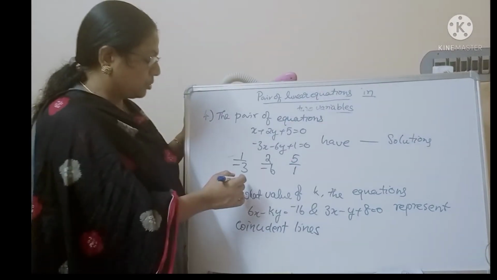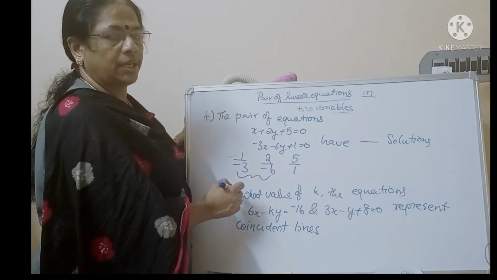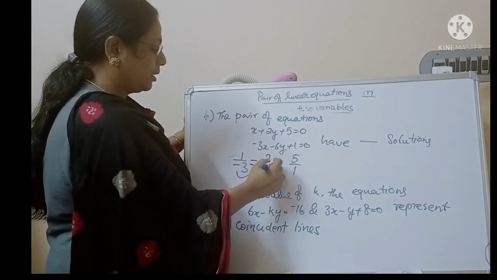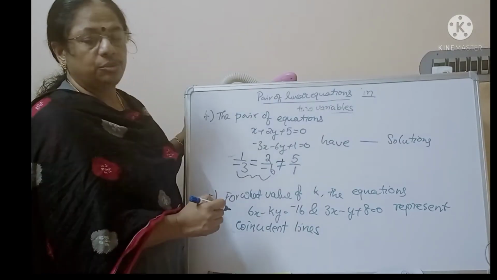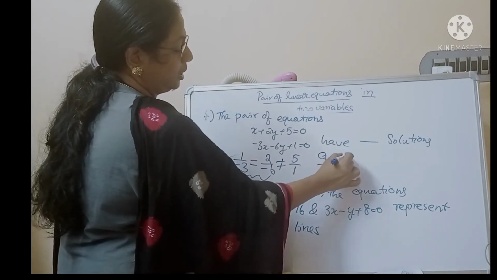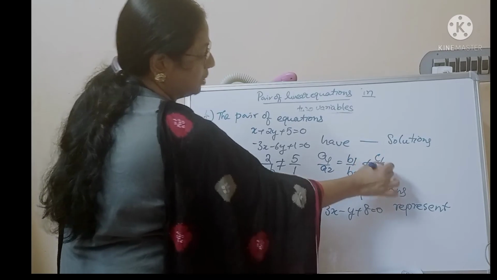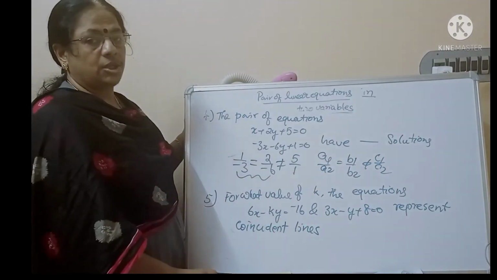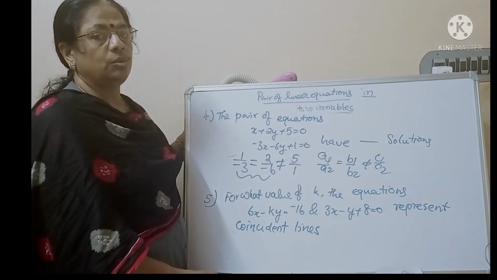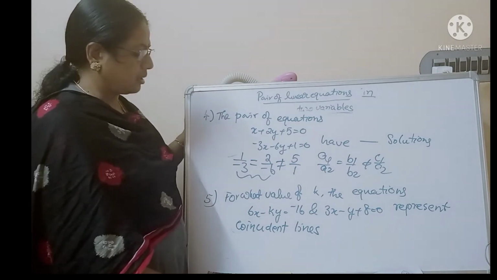So here these two ratios are equal: 1 by negative 3 and 2 by negative 6 are equal. But this ratio is not equal to 5 by 1. That means A1 by A2 equal to B1 by B2 not equal to C1 by C2. That means these equations have no solution. That means they are representing parallel lines.